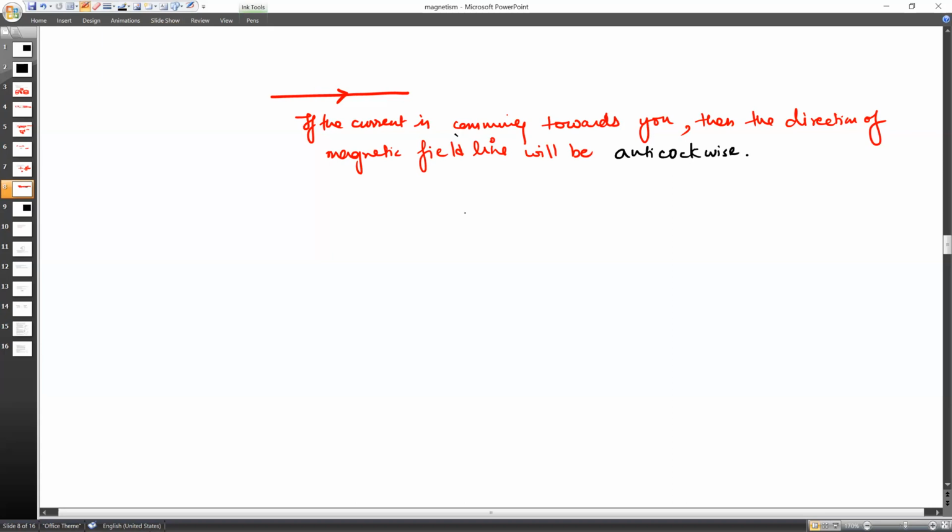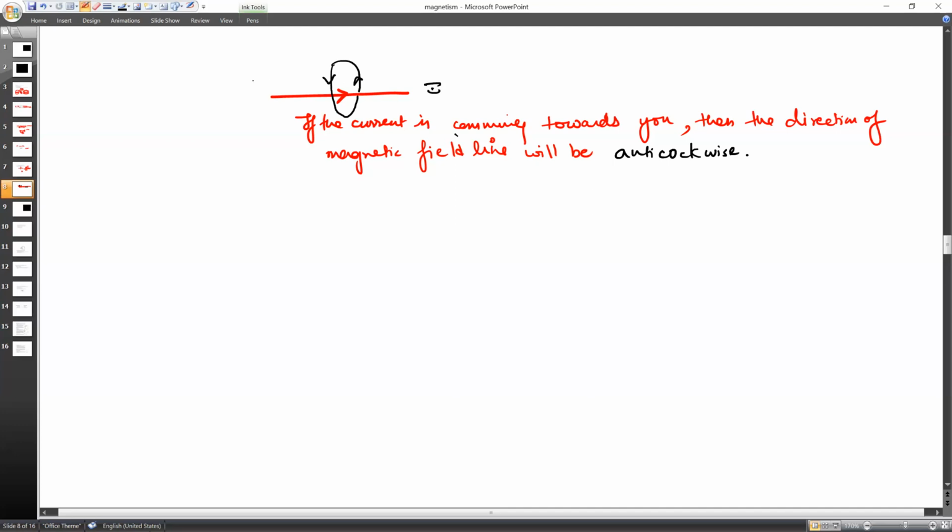Anti-clockwise. Got it? Understood? And if the current is going away from you, for example, if you are watching from this position, the current is coming towards you. So for you, the current will be anti-clockwise, and you will watch it like this.